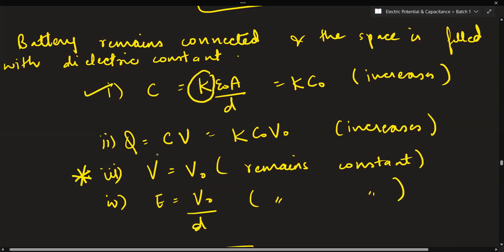Now, what happens to charge? Charge is given by CV. So C is now K times, so your charge is also increasing by K times. Let's say initially it was 6 coulomb. K's value is 3. So now your charge will become 18. So it is increasing 3 times. Whatever the value of K is, it will increase. But this is not valid if the battery is disconnected.